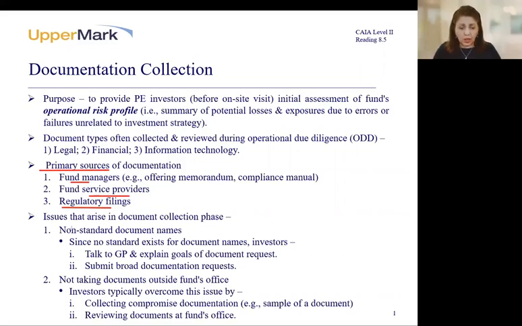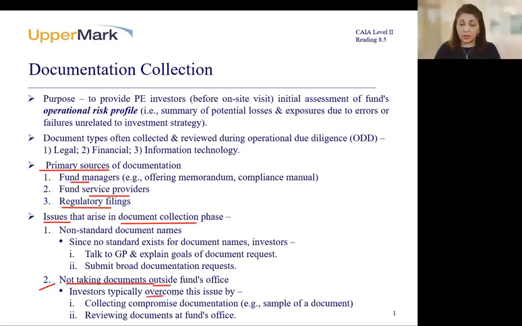Now, one thing we talked about in the previous reading was this notion of issues related to document collection in the context of whether it's better to do an on-site visit with a manager or a desk review, and there were sort of pros and cons to each. But one of the advantages, as we mentioned before, of an on-site visit was that on-site you can actually see some of the documents that were not allowed to be provided outside of the office. And so this is speaking to those issues specifically related to collecting documents. So number two is exactly that, not taking documents outside of the fund office, and so that being an issue.